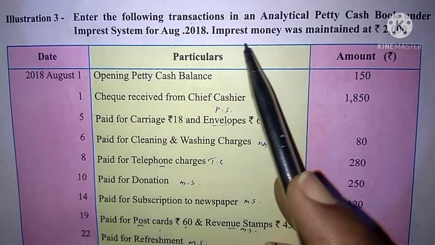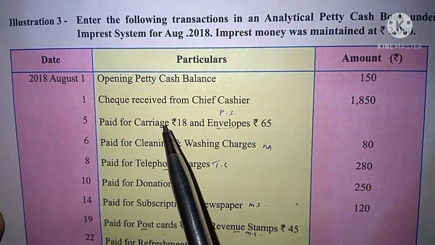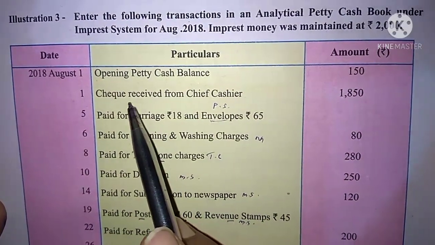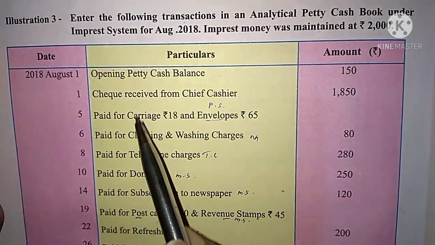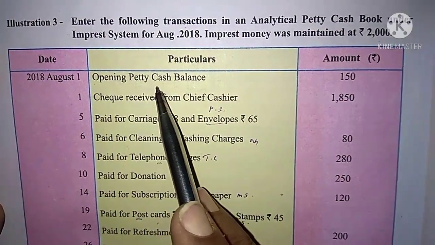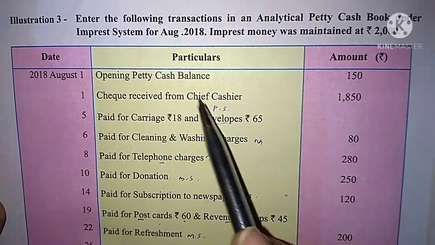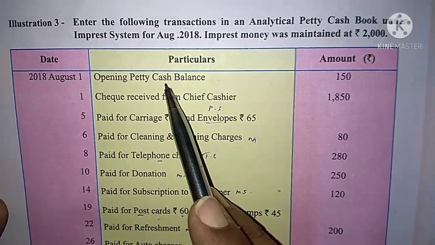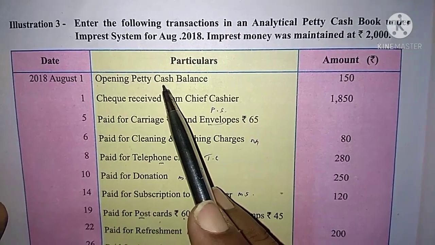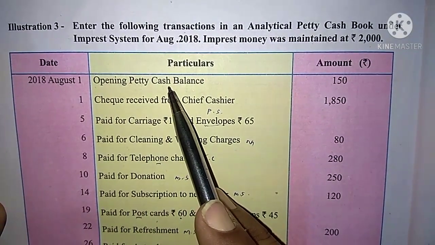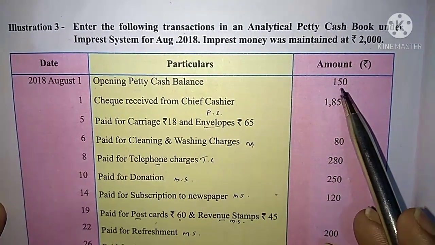So the total Imprest money to be maintained is 2000. The transaction on 1st August 2018: opening petty cash balance 150. This is the opening balance, and we have to show this as "To balance b/d", rupees 150.